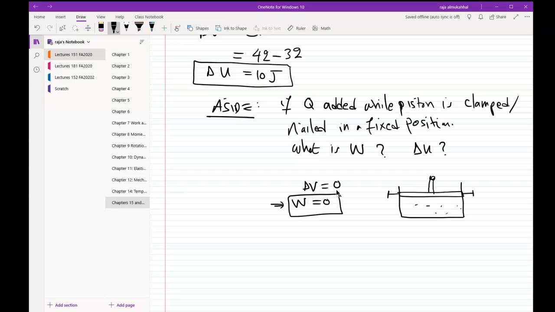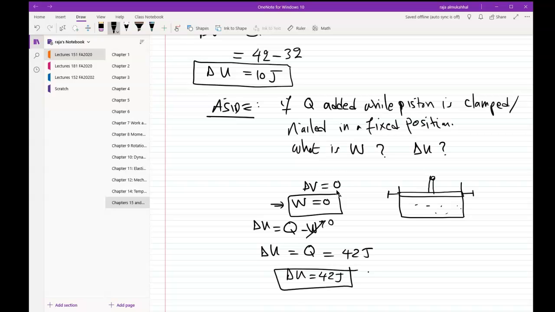So now if I go back to my first law, delta U, which is equal to Q minus W, well, W is 0, so therefore the change in the internal energy is completely absorbed. Excuse me, yes, that change in the internal energy is basically equal to all the energy that has been added to the system, Q, which is given to us as 42. You see what I'm saying? So delta U is equal to 42. Get that? Okay.